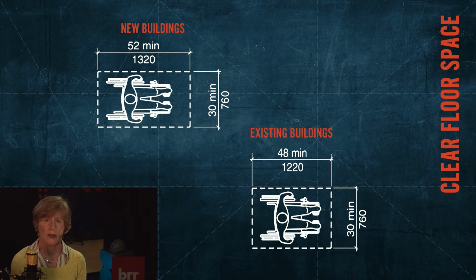So the next element that's going to be impacted is the clear floor space. So this is going to happen at places like at doors. So our clearances at our doors are going to increase. And then if you need a clear floor space at the sink in the bathroom or at the drinking fountain, that's where this change is going to be impacted most. So the previous code, or the existing buildings, allowed the 30 by 48 inch clear floor space, and the new buildings would require the 52 by 30 clear floor space.